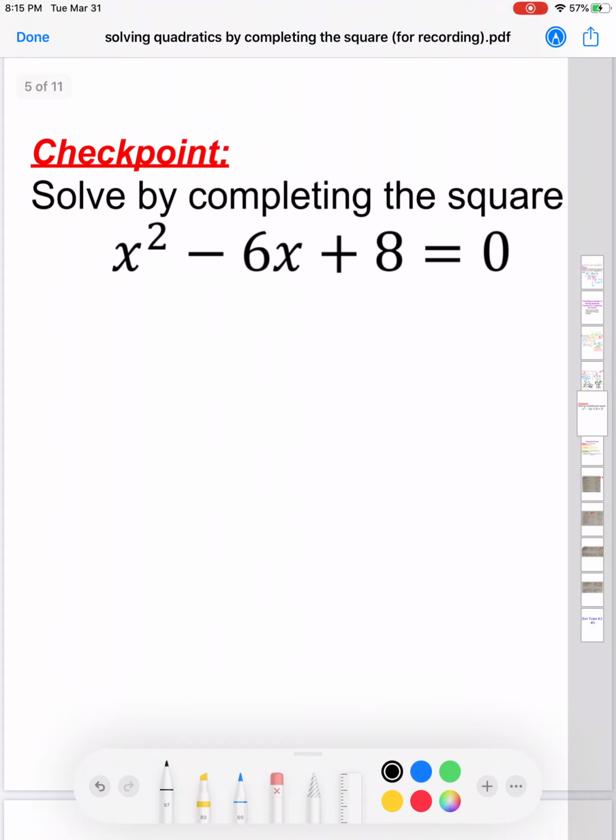So looking at this checkpoint question, your first step should have been to subtract 8 on both sides.